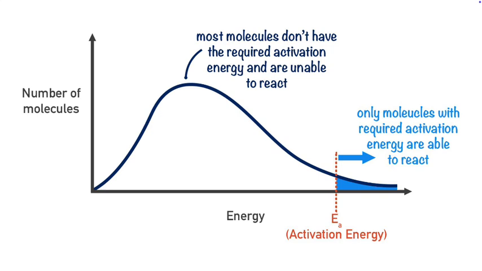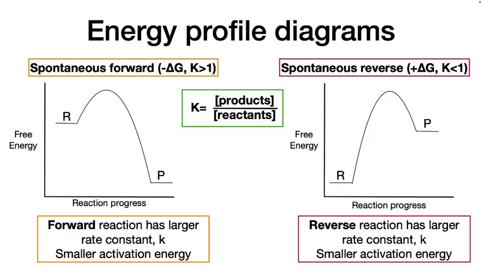If we're looking at our activation energy diagram, or not a diagram, but our number of molecules versus energy, and our activation energy, only the molecules with enough energy to react are the ones that are going to progress forwards. How is that useful? That goes back to all of the stuff summarized into two different diagrams. We're now talking about a spontaneous forward and a spontaneous reverse reaction.